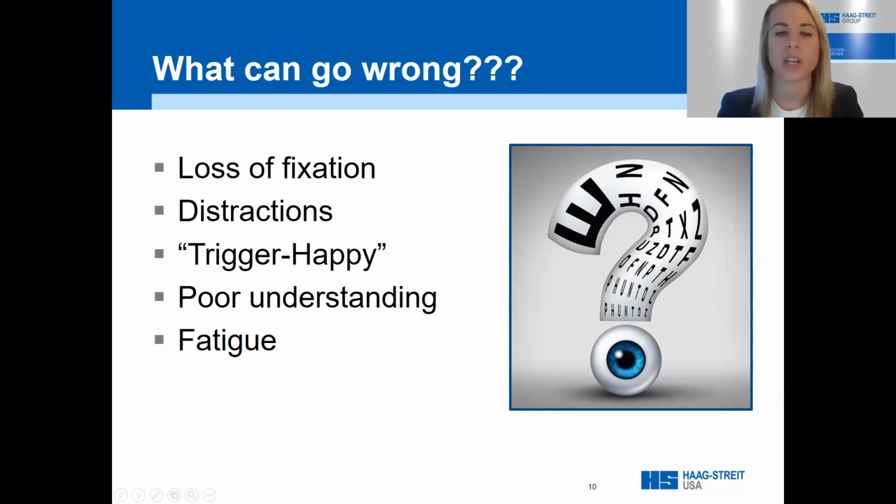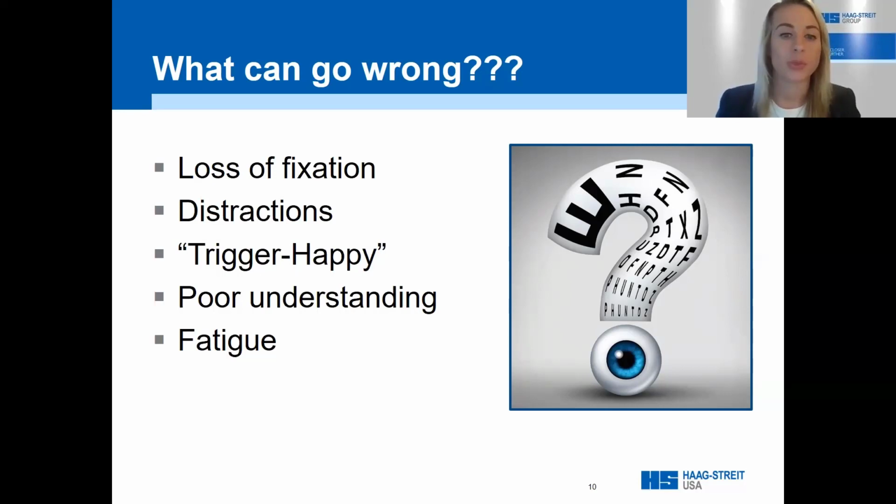Perimetry is a subjective test. This means we are relying solely on the patient and their responses. Your patient can start looking around. They may get distracted by someone talking, maybe a random light, or they have a headache. We've all had trigger happy patients. They really want to do well on the quote unquote test.